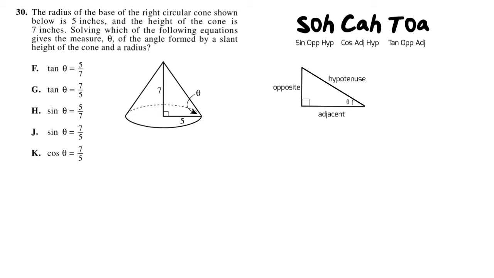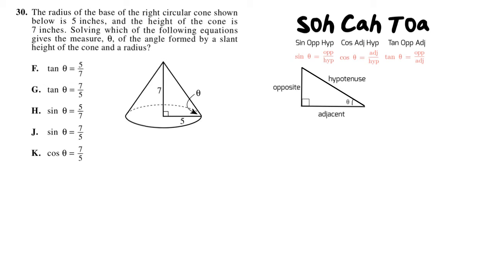SohCahToa is a mnemonic device that helps you solve these trigonometric problems, where you can find the angle, or if you're given the angle, you can find the length of one of the sides. SohCahToa stands for sine, opposite, hypotenuse; cosine, adjacent, hypotenuse; and tangent, opposite, adjacent. And it's basically a code. And this is what the code means. Sine equals opposite over hypotenuse, cosine equals adjacent over hypotenuse, tangent equals opposite over adjacent. And it's used to decode a right triangle problem.